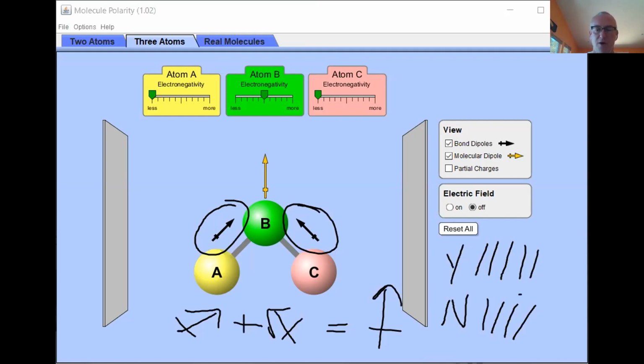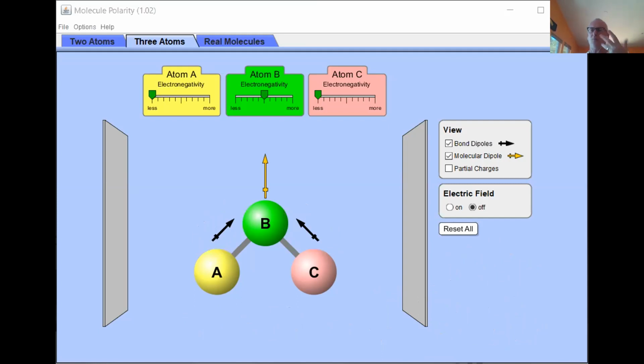Okay, and the answer is no. So you four brave people that said no were correct. And the reason is, what other thing do you think we need to take into consideration? So the people who answered no, you can't just add those two dipoles together. What else do you need to take into consideration? The electronegativity of the other atom.